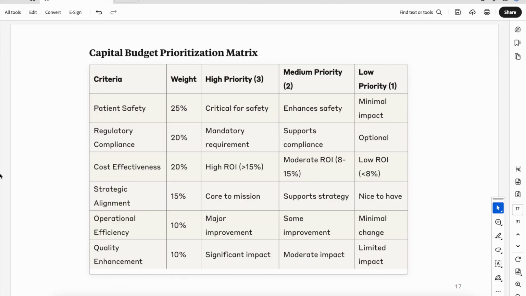Cost effectiveness, 20% weight, high ROI, more than 50%, high priority. Strategic alignment, 15% weight, core to mission, high priority. Operational efficiency, 10% weight, major improvement, high priority. Quality enhancement, 10% weight, significant impact, high priority. This systematic approach ensures that available capital is allocated to projects that provide the greatest overall benefits to the laboratory and its patients.